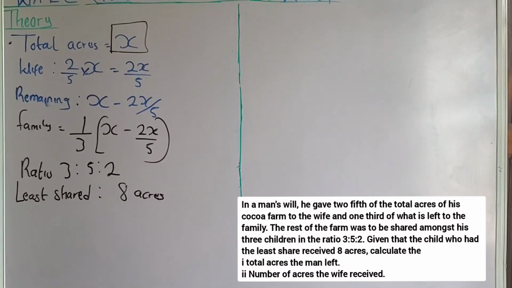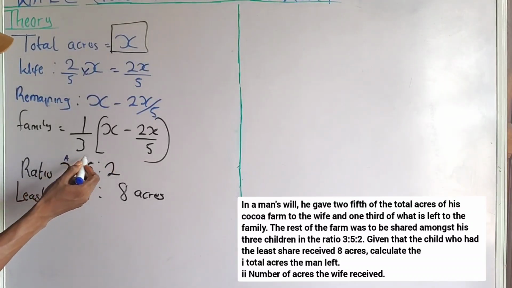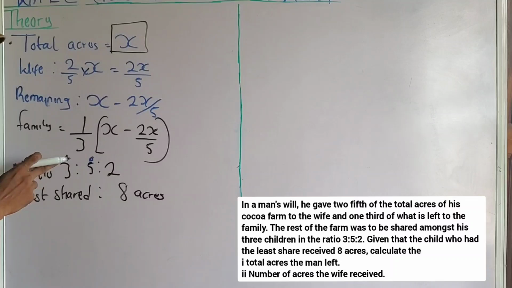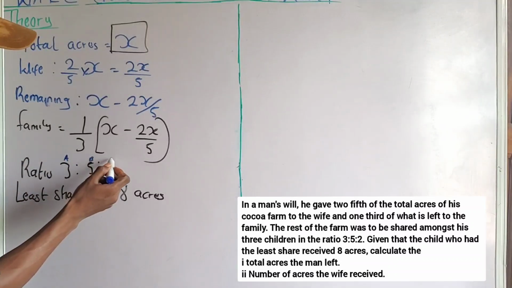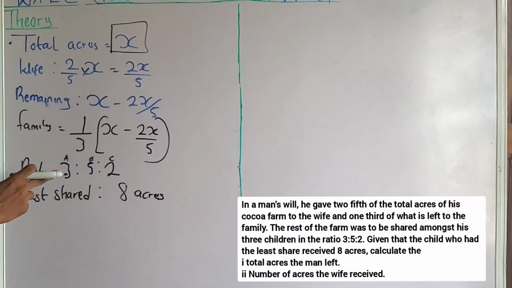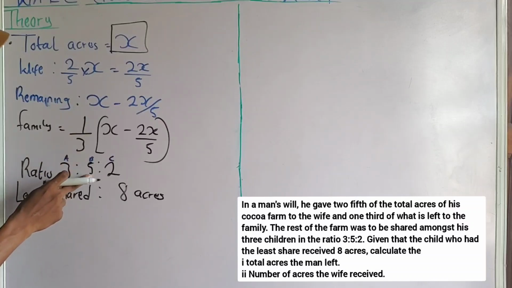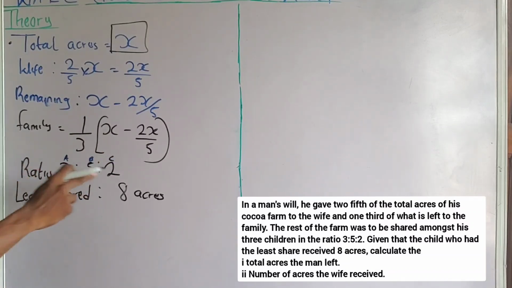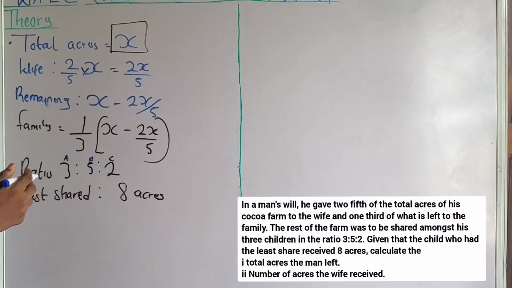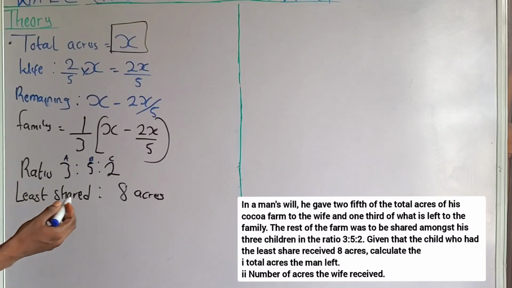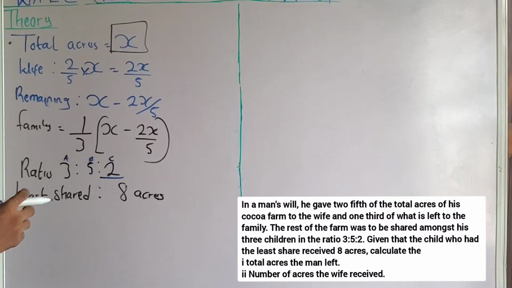Now, look at the ratio that we are given. We have 3:5:2. Let's say the first child is A, the second child is B, and the third child is C. That means if A receives 3 acres, B will receive 5 acres, and C will receive 2 acres. Now, among these children, which child received the least share? That is 2, right? The third child, which is C. Is that not it? Now, we can determine the value of x from what we are given.